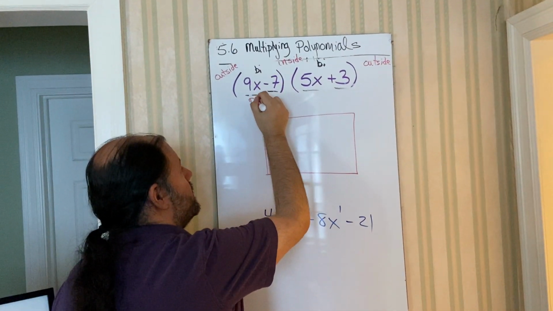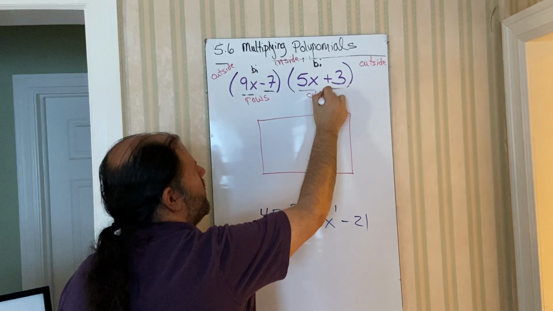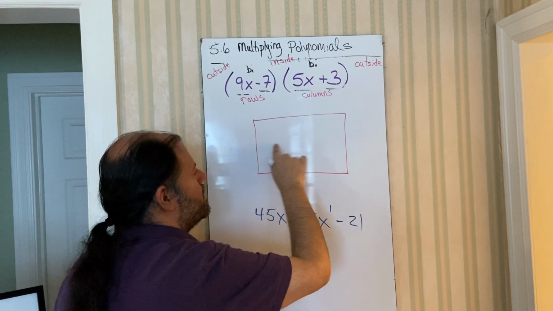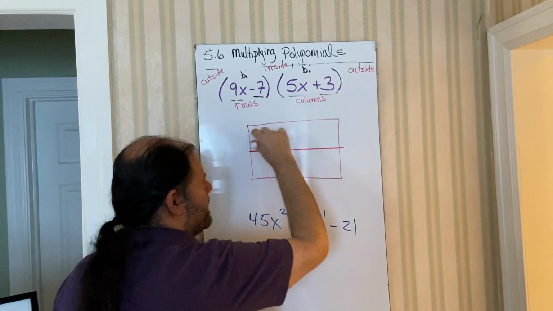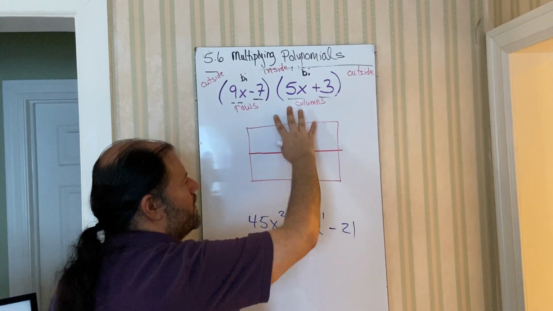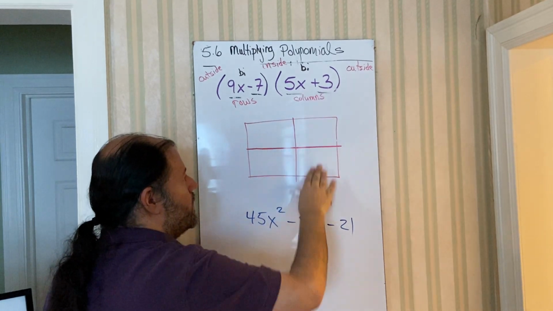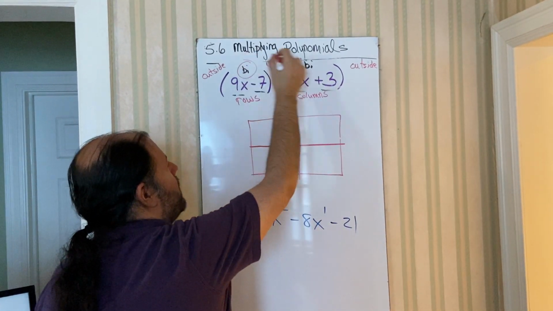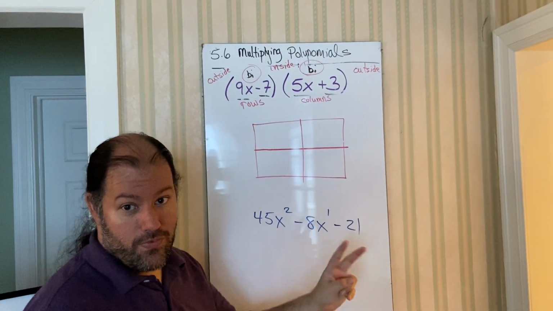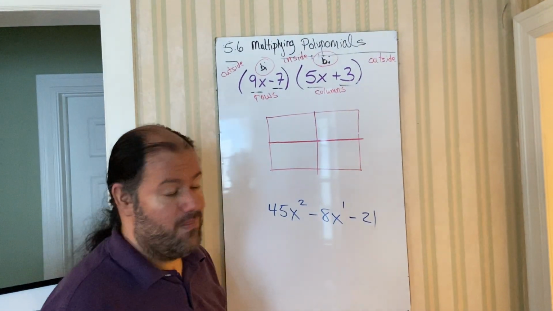This, for some reason, I always say is rows, and this, the second guy, I always say is columns. Okay. So 2 rows, so that means I have to split this in half, because the top is 1 row, and then the bottom is the second row. And then I need 2 columns. Right now I only have 1 column, so I'm going to split this in half. 1 column, 2 columns. If you multiply binomial times a binomial, 2 terms times 2 terms, 2 times 2 is 4. That means you'll have 4 individual squares in your rectangle.